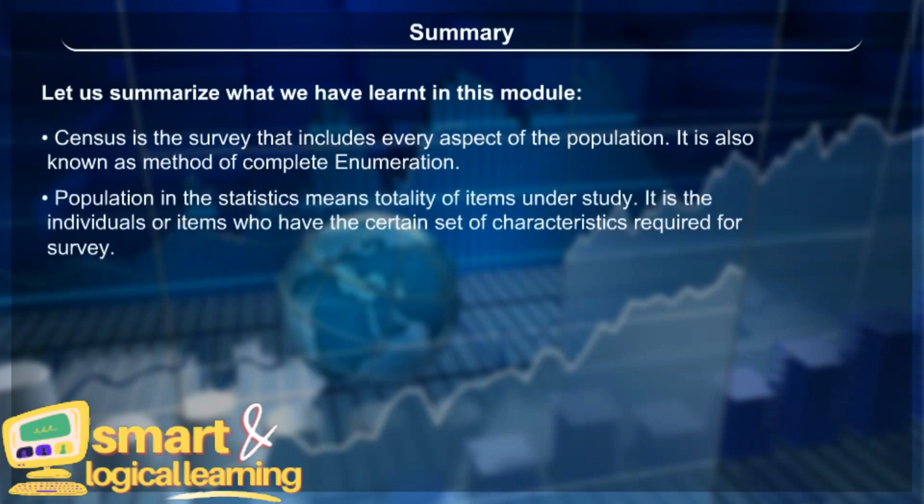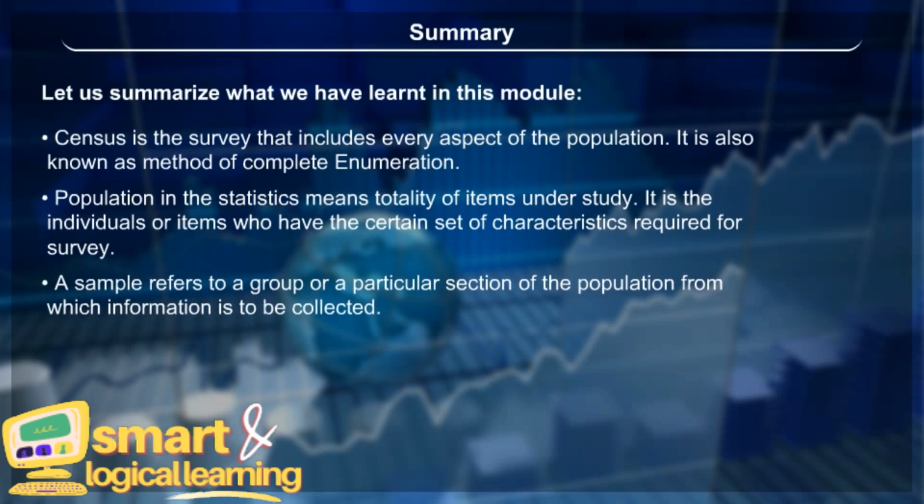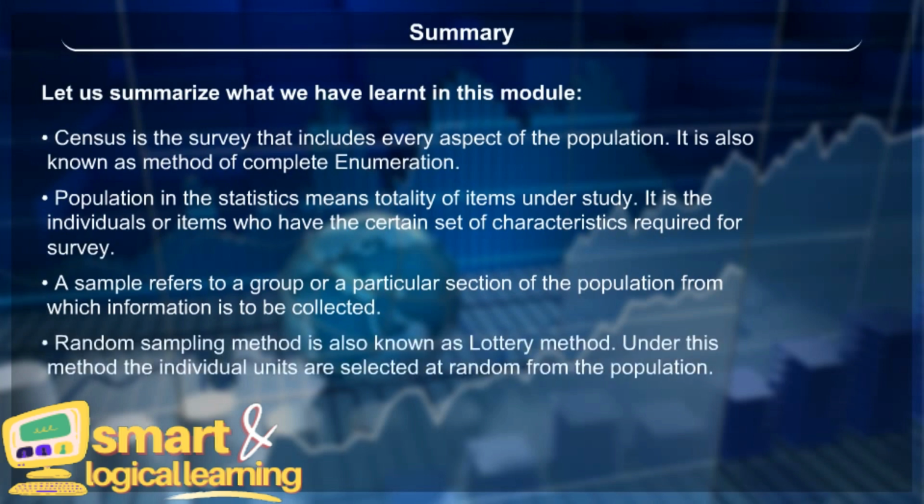Population in statistics means totality of items under survey. It is the individuals or items who have a certain set of characteristics required for the survey. A sample refers to a group or a particular section of the population from which information is to be collected. Random sampling method is also known as the lottery method. Under this method, the individual units are selected at random from the population.